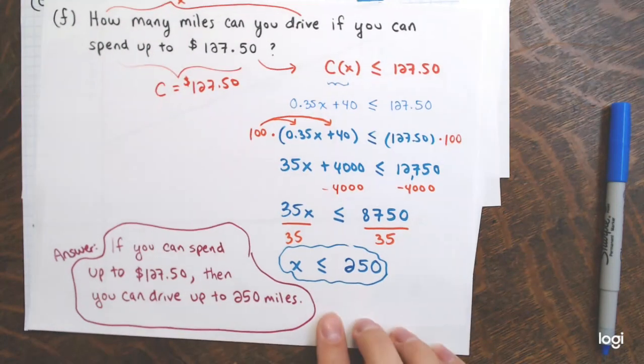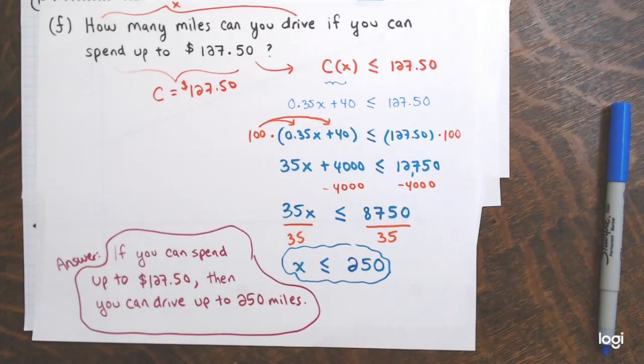So if you only had $127.50 to spend and you decide to rent this truck, you look in your account, you only have $127.50 that you can put on this card or something. Then you say, oh, I need this truck, but I can only drive it up to this many miles, because after that, you wouldn't be able to afford it. You'd be over your balance. All right. So I hope a lot of that made sense.